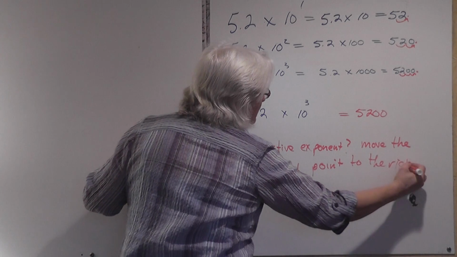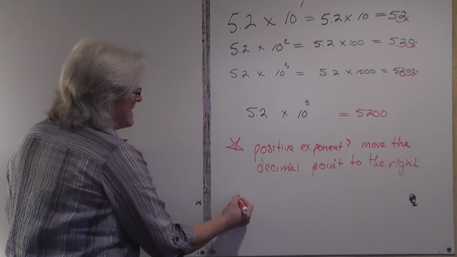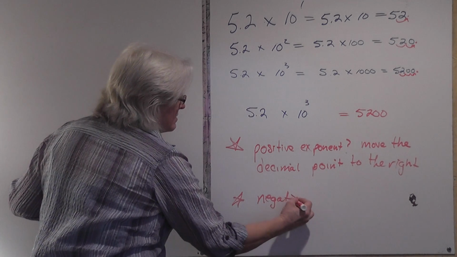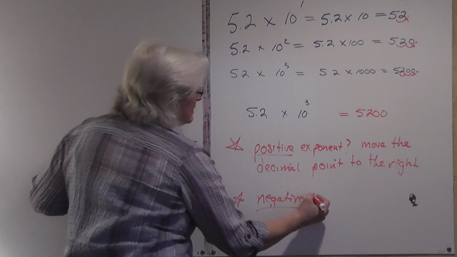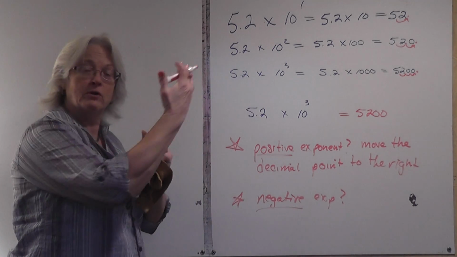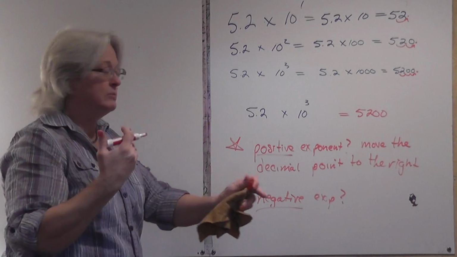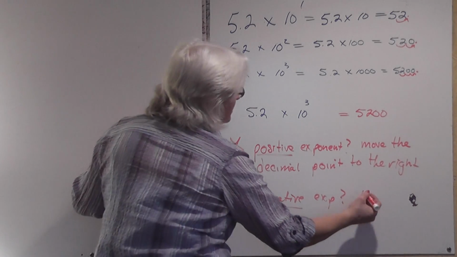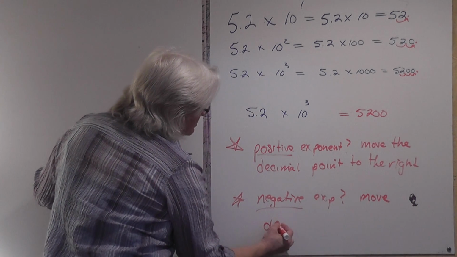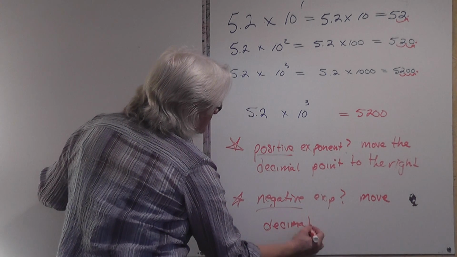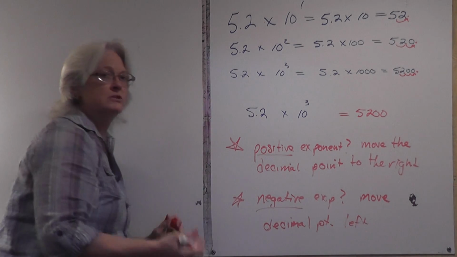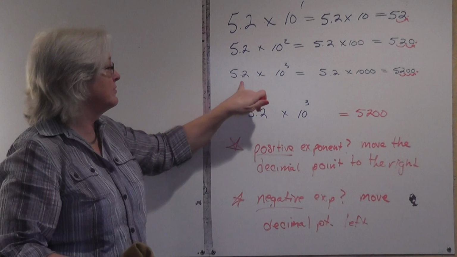And what do you think we're going to need to do if we have a negative exponent? That's exactly what you have to do. If you move to the right for positive, you move to the left with a negative. So we're going to move the decimal left. Decimal point left. So let's think about what happens as we move further to the left.